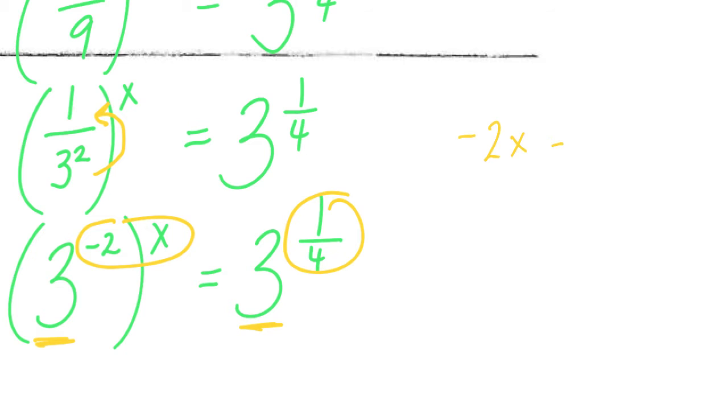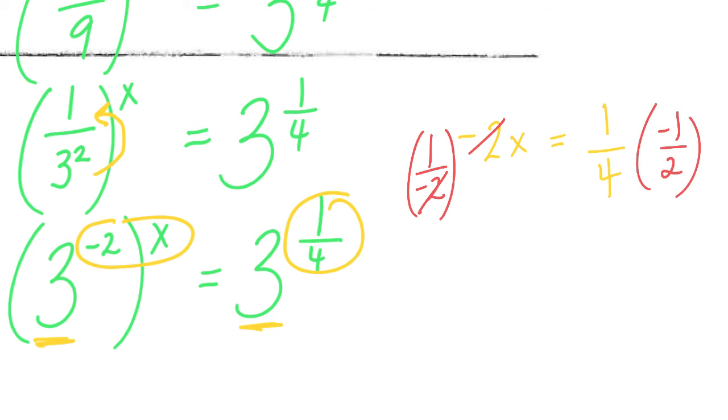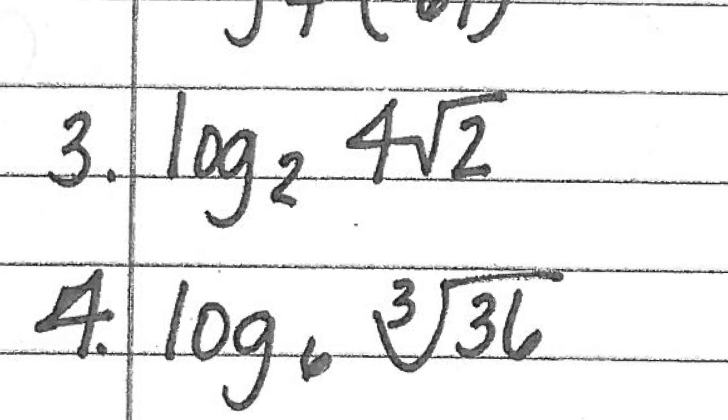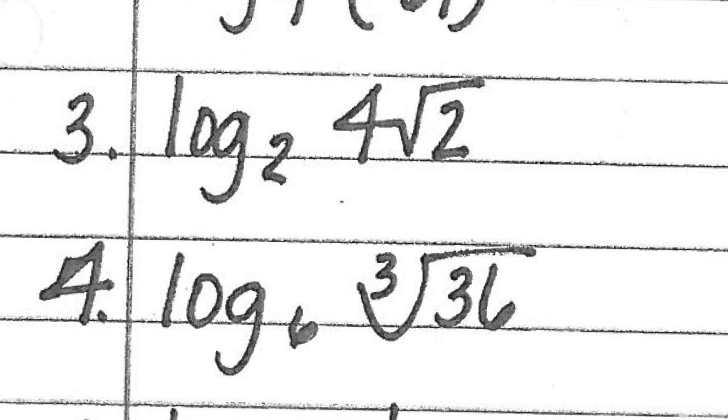-2 times what is equal to 1/4. In order to get rid of the -2, it is being multiplied, so we have to divide. And I know that what I do to one side, I do to the other. And x is equal to -1/8. All right, I've totally jumped to some harder ones because I wanted to look at a little bit of practice. So this is in the practice part of your notes.